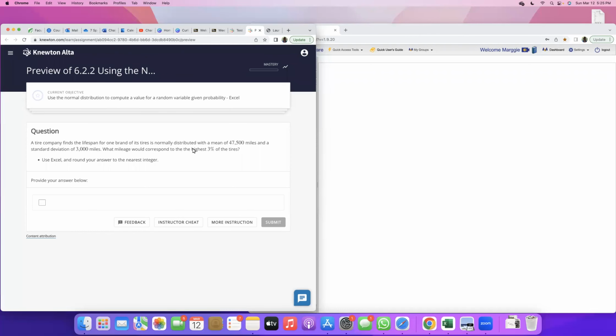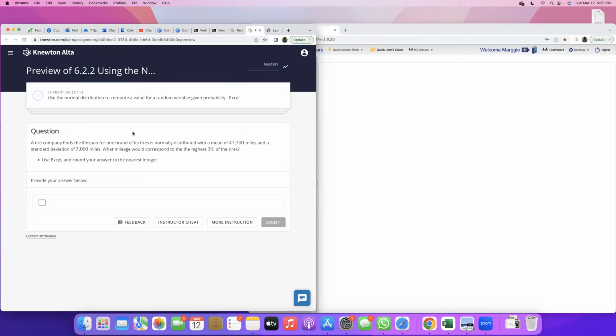All right, let's see how we can use RGuroo as our technology tool to work with the normal distribution. At this point, we know what the normal distribution is, and this video is to show how to find values for given probabilities or probabilities for given values.